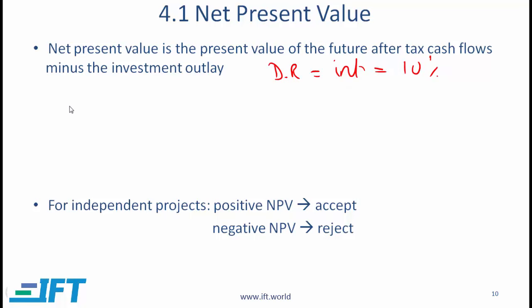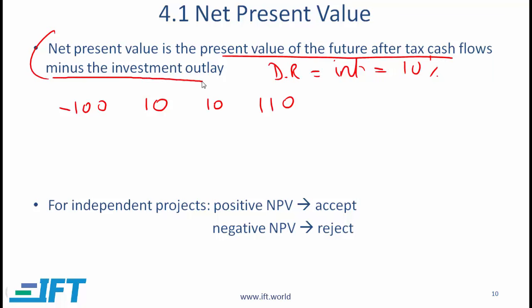We are considering a project where we invest 100 today, and after 1 year we will make 10. After 2 years we make 10 again, and after 3 years we make 110. What is the NPV of this project? If you look at the definition, the net present value is the present value of the future after-tax cash flows minus the investment outlay. What is the present value of all these numbers?